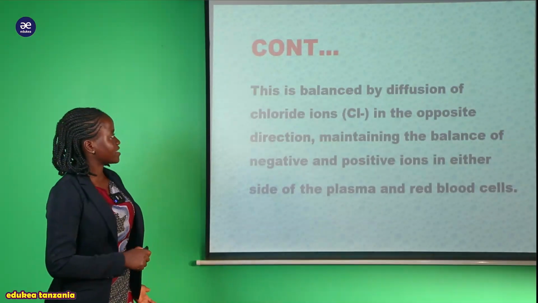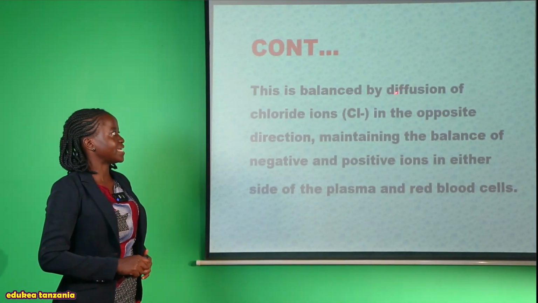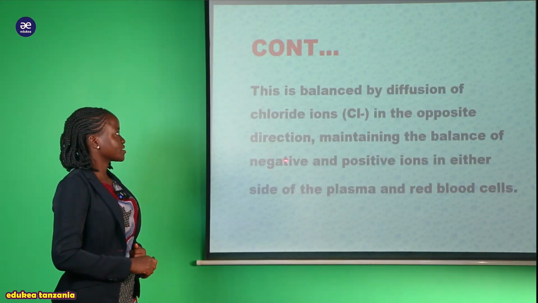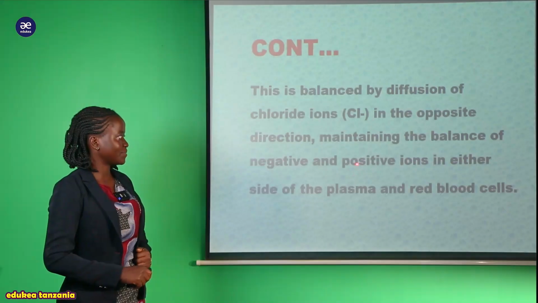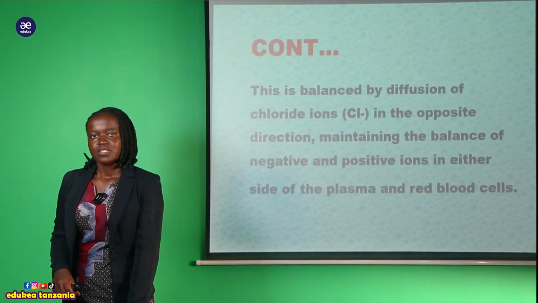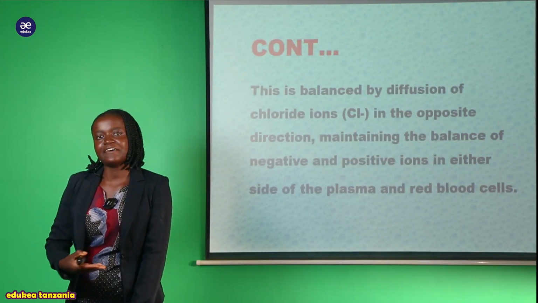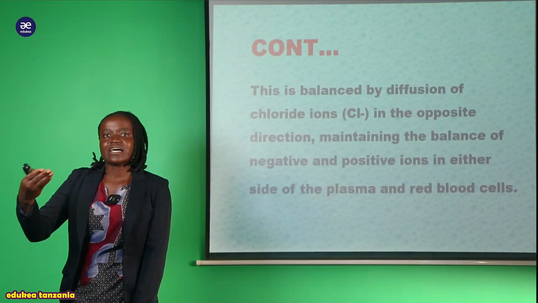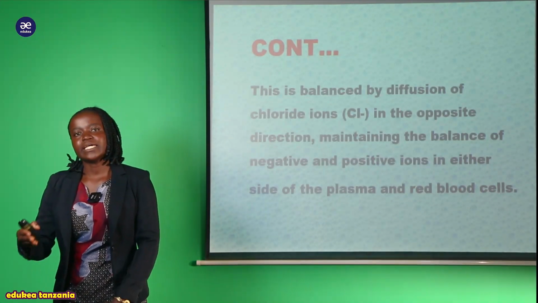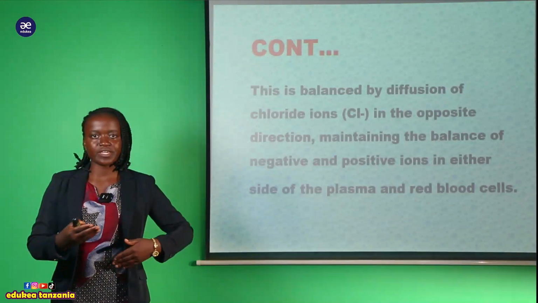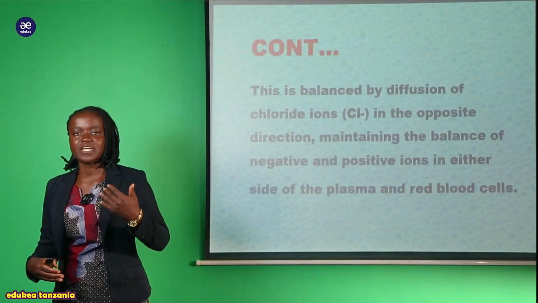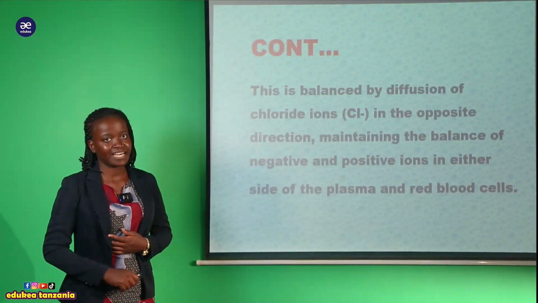But also we are saying that this is balanced by diffusion of chloride ion into the opposite direction, maintaining the balance of negative and positive ions on either side of the plasma and the red blood cells. Since the hydrogen carbonate is leaving the cell, meaning that the cell now will gain positivity. So kuna ions nyingine ambazo zinapatikana within the surrounding environment zitaingia within the cell. One of the ions hapa tunaongelea chloride ion.